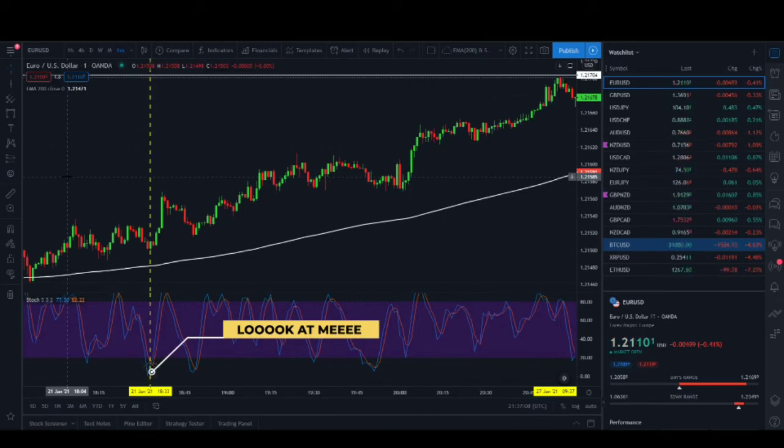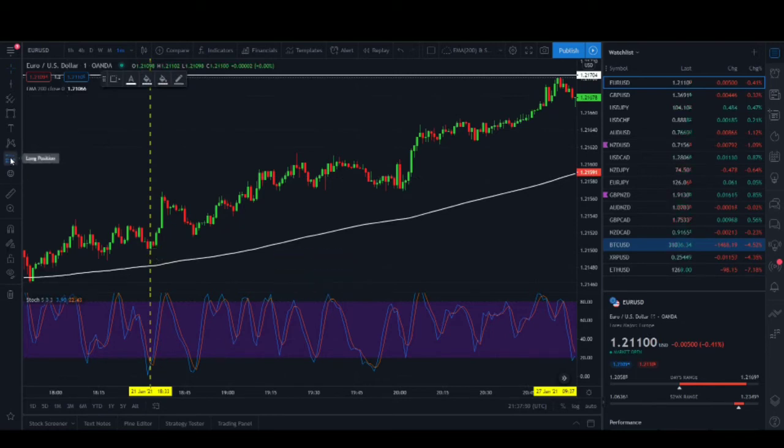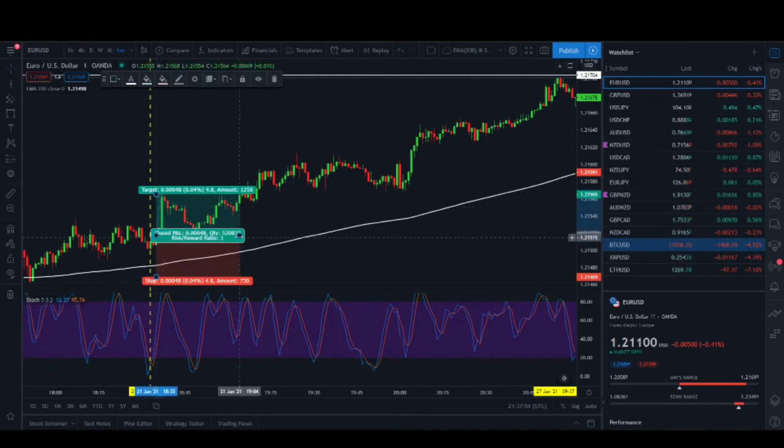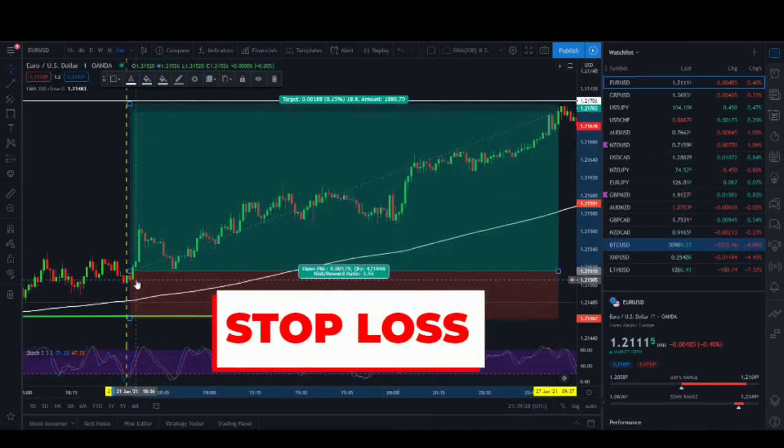As you can see, we have a stochastic crossover and momentum towards the upside, so this is where we're entering a buy trade. We also see a green light from the buyers by showing a bullish engulfing candle. Of course, our entry point will be the close of the bullish engulfing candle, and we would be entering long. As you see, we are entering a trade on a bullish engulfing candle.